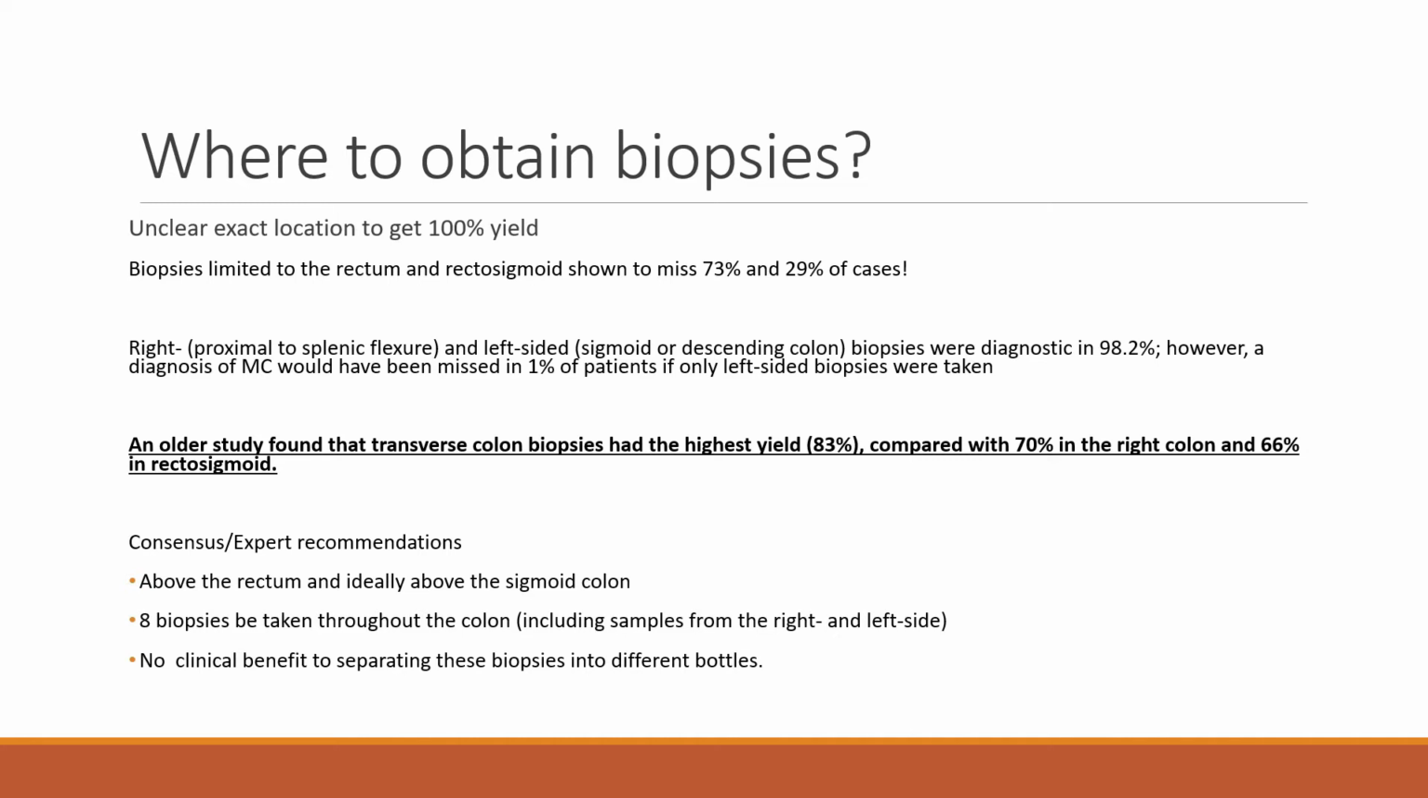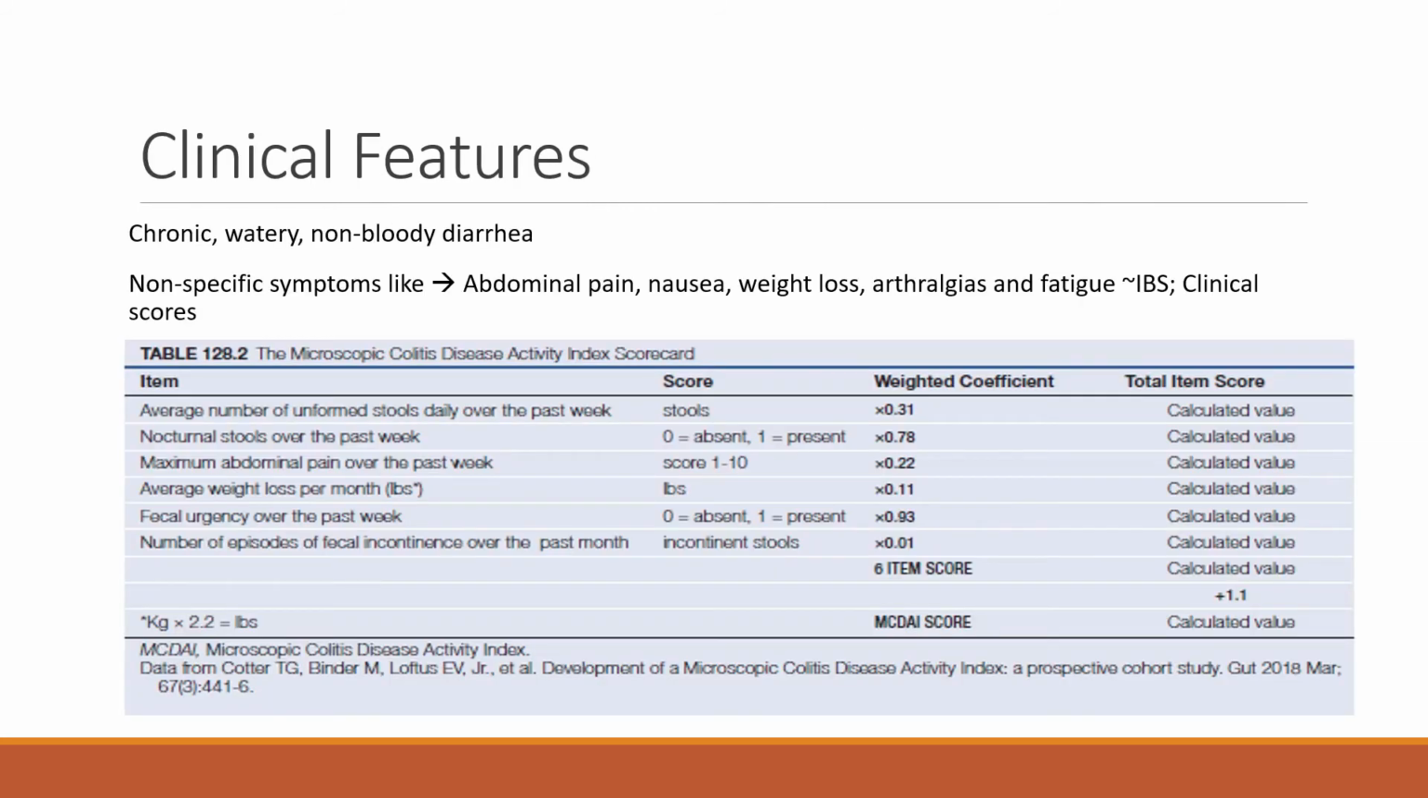Okay, so we discussed biopsy, we discussed pathology. Now, clinical features. The hallmark clinical feature is chronic watery non-bloody diarrhea, and patients have non-specific symptoms like abdominal pain, weight loss, arthralgia. A lot of these patients are diagnosed with IBS, irritable bowel syndrome, before they eventually have a colonoscopy and their diagnosis. And this is something new.